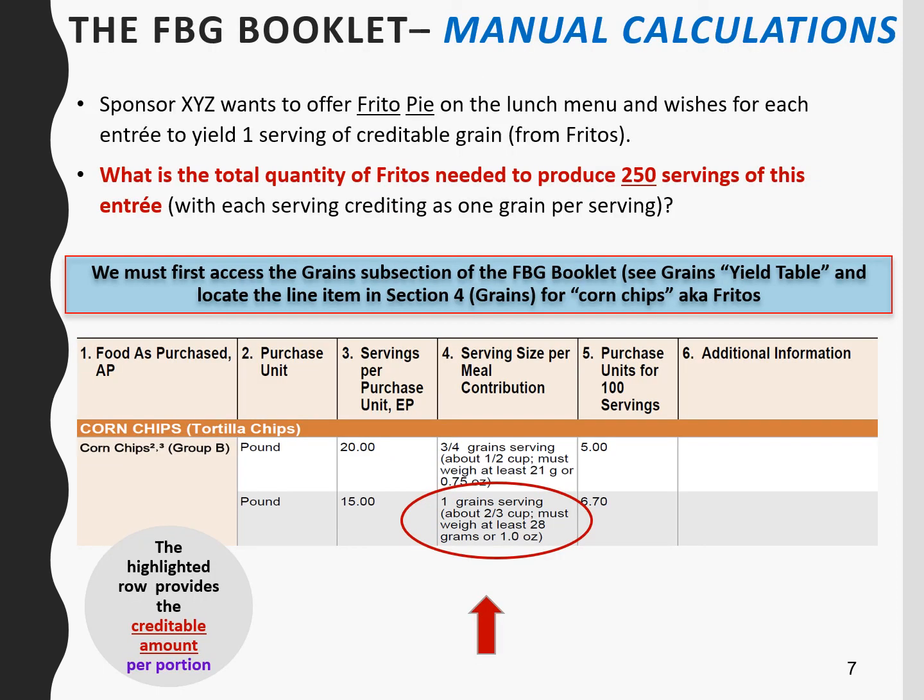The Food Buying Guide helps you to complete manual calculations. Sponsor XYZ wants to offer Frito pie on the lunch menu and wishes for each entree to yield 1 serving of creditable grain from Fritos. What's the total quantity of Fritos needed to produce 250 servings of this entree, with each serving crediting as 1 grain per serving? We must first access the grain subsection of the Food Buying Guide booklet, seeing grains yield table, and locate the line item in section 4 for grains for corn chips or Fritos. The highlighted row provides the creditable amount per portion.